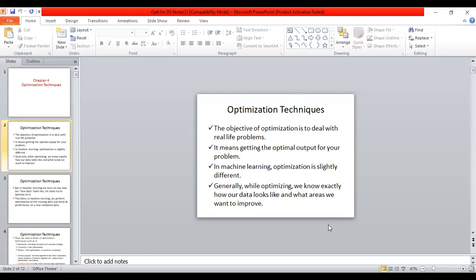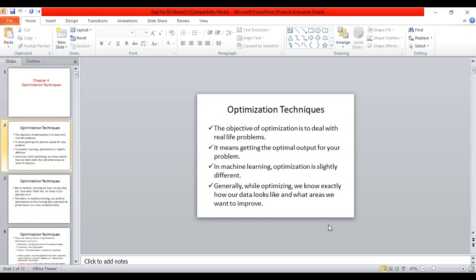So the objective of optimization is to deal with various real-life problems, that is, getting the optimal output for your problem, and that usually happens to get a maximum or a minimum of a certain function, and that has real-life applications. In the same manner, in machine learning also, optimization is applied.